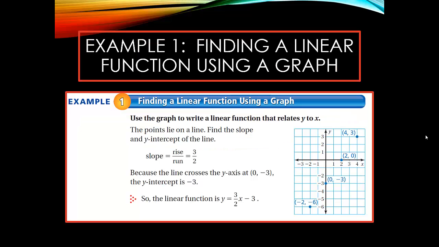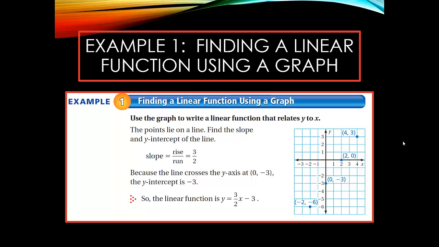For our first example, we're finding a linear function using a graph. Use the graph to write a linear function that relates y to x. The points lie on a line. Find the slope and y-intercept of the line.